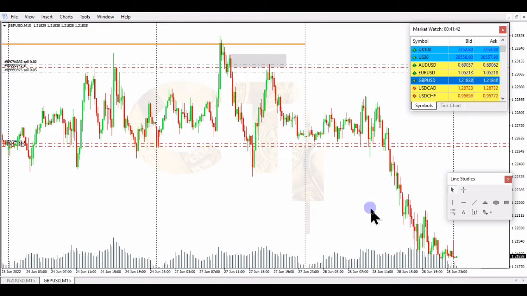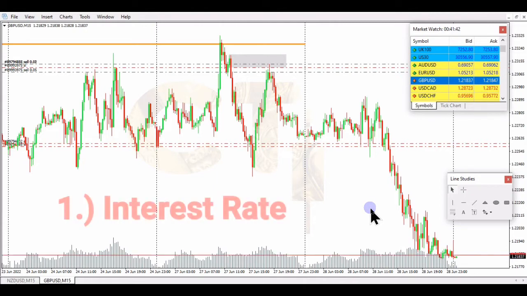All right, so the first of all is the interest rate. Okay, so interest rate, this is what the big investors are chasing, and there are things that you can look at that tell you what is going on with that and where you should be putting your money.